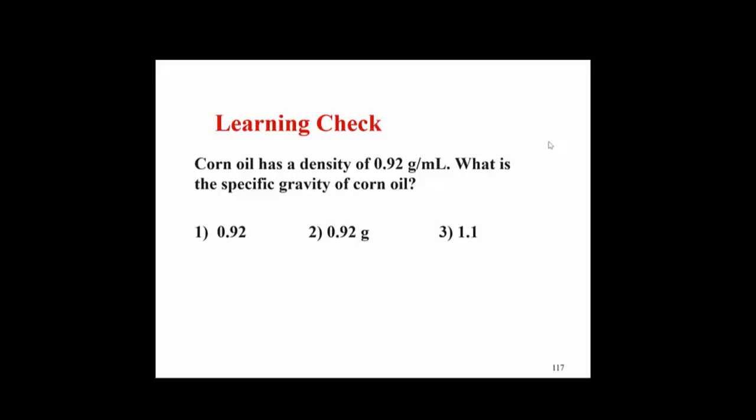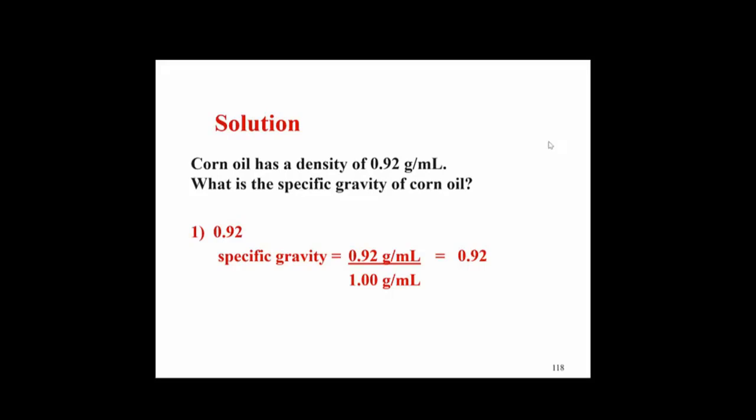Does this make sense? Yes. Numerically, specific gravity is the same as density, except it's unitless because it's a ratio. Ratio of density over density of water. Yes? Does this make sense? Do you have any question?